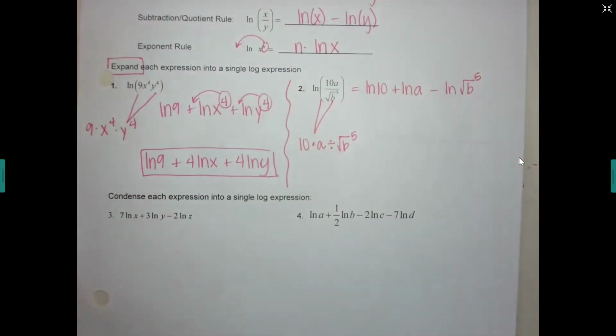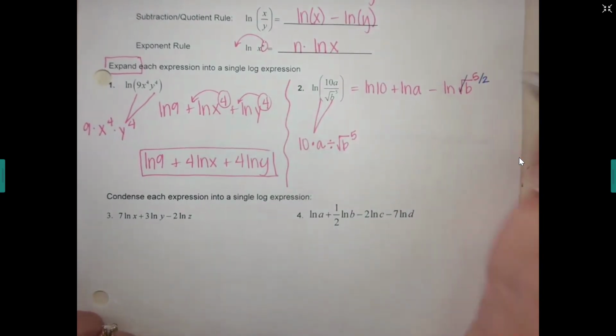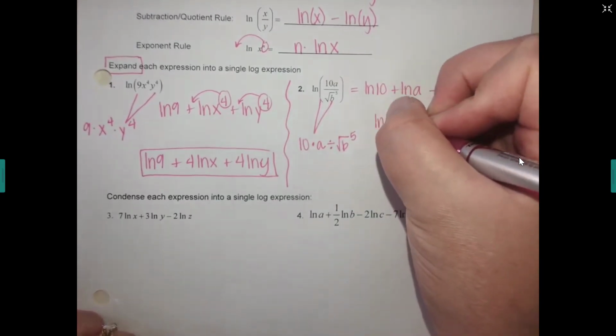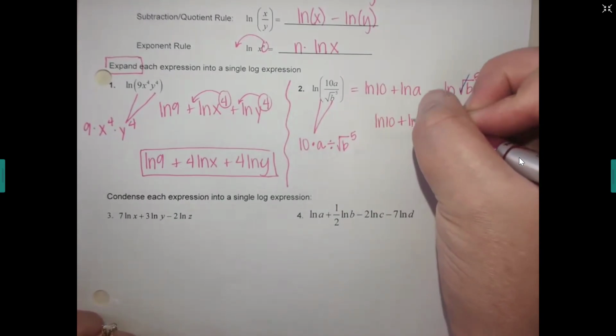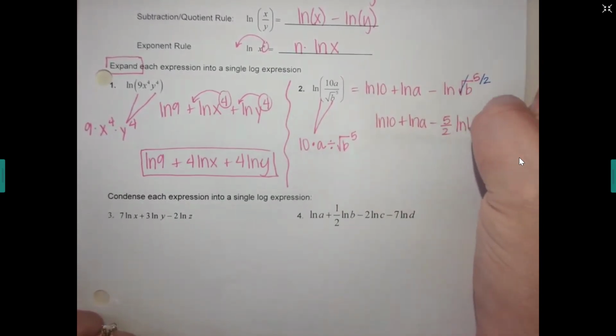And then does anybody remember what the square root turns into? A half. And then if the 5 is already there, I just cut the 5 in half. So cross out your square root, make it a 5 halves. And then remember that number can just magically float down to the front. That's a property for logs. So your final answer would be ln 10 plus ln A minus 5 halves ln B.